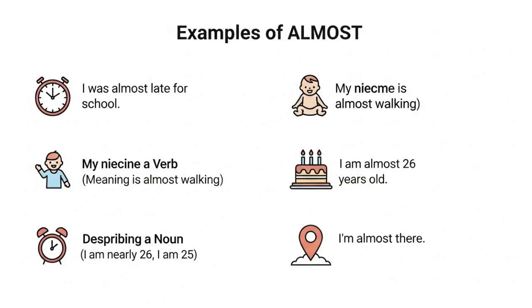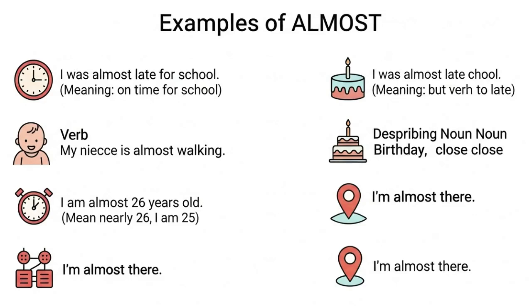Second example, my niece is almost walking. So walking is a verb. Almost is describing the verb walking. My niece is almost walking. She's not walking yet. She is close to walking. So in this case, when I say my niece is almost walking, what do I mean? Probably my niece is a small child, maybe a baby, and she's taking her first steps. She's crawling right now, but soon she will walk.